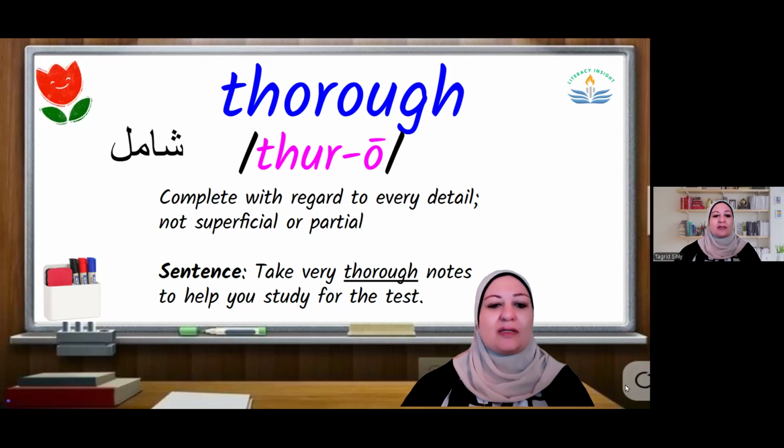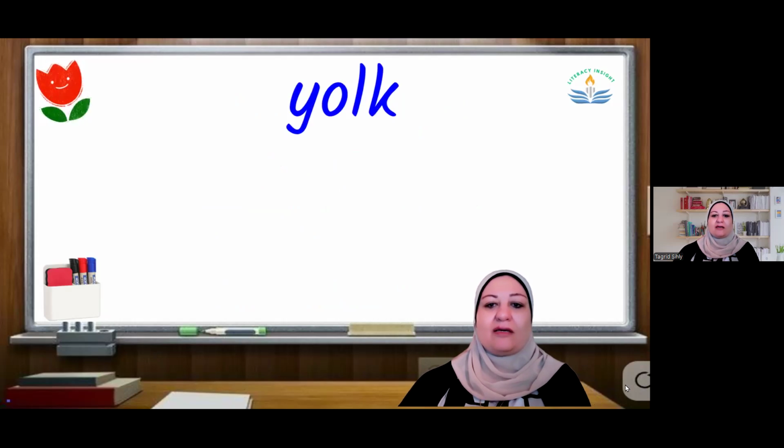Thorough means shamil in Arabic. Okay, and here's our last word for today. How do you pronounce this word? Okay, this word is not yolk. Okay, this word is yolk.